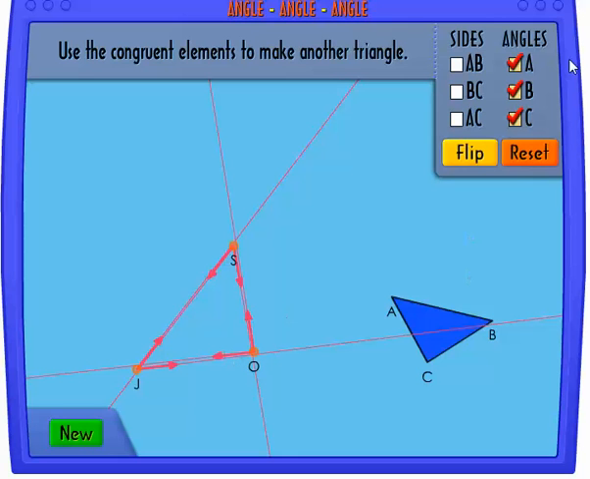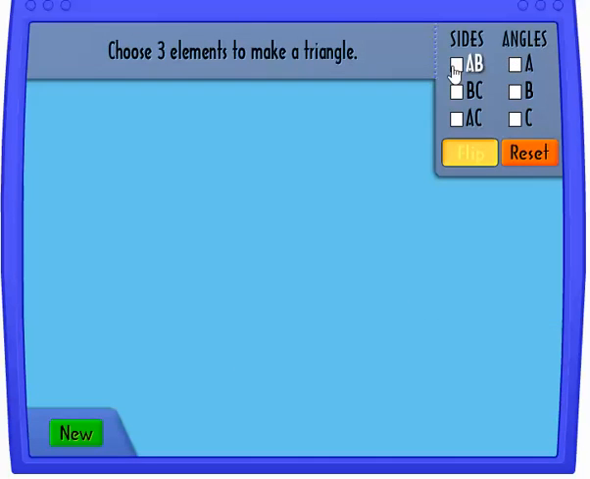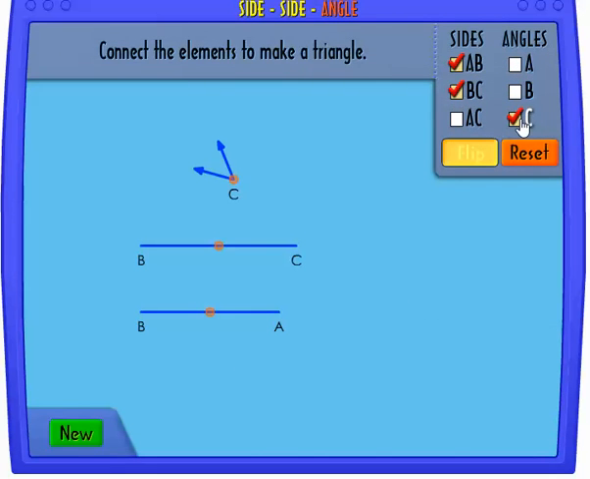And then in your journal, there's another one you're going to do, which is side-side-angle. So let's see, side. Yeah, turn these off first. Side, side, and an angle not in between them. And you'll try it with that one too and see if that's enough to prove triangle congruence.